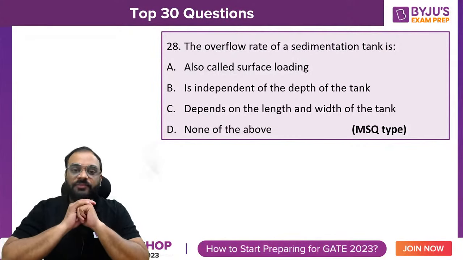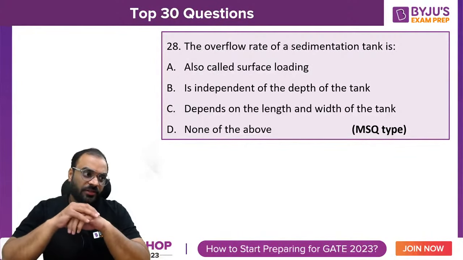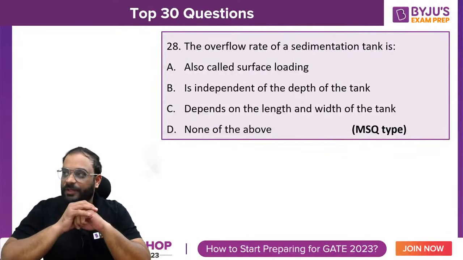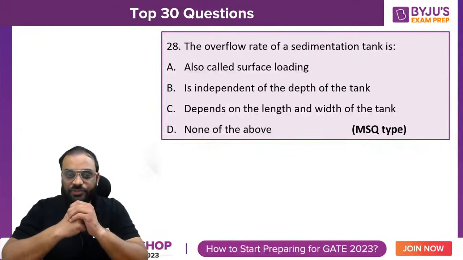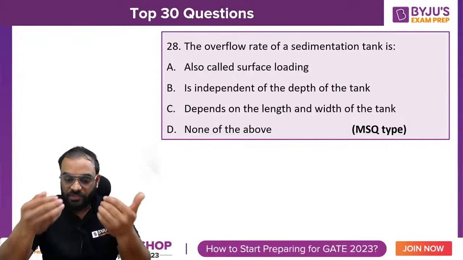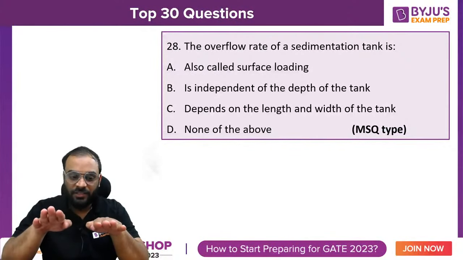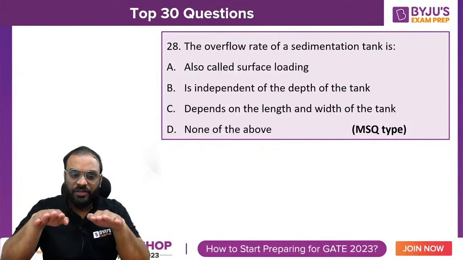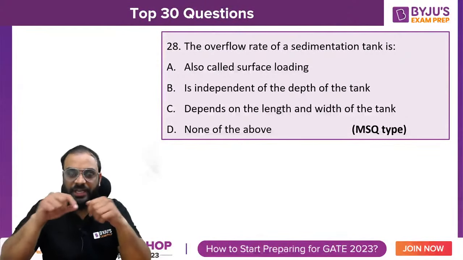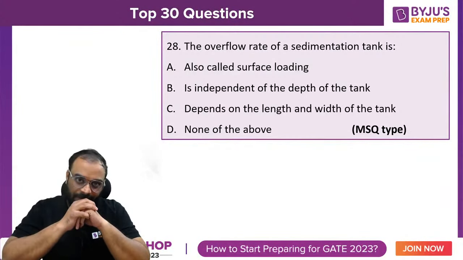Listen carefully, guys. If we take the definition of overflow rate and surface loading rate, the definitions are different to be true. The definition of overflow rate says the rate by which the water is trying to come out of the tank. That is called overflow rate. But what do I mean by surface loading rate? The rate by which we are trying to apply any kind of water, or you can say sewage. If you apply the discharge over a unit area, that is known as surface loading rate, the rate by which you load the sedimentation tank.